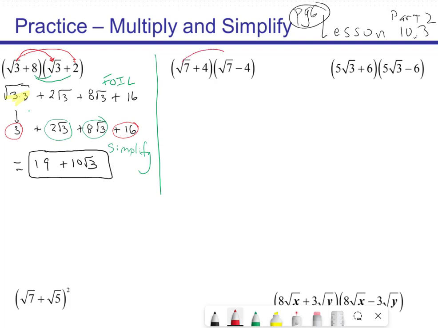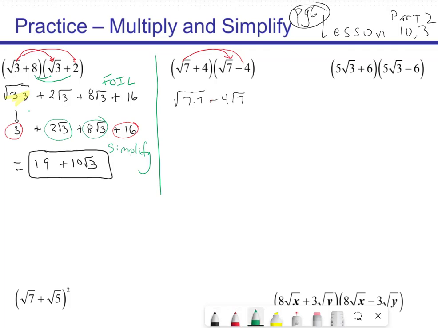Take the first term times the first term. And that's the square root of 49. And if you're good with that, write down the square root of 49. But when they get bigger, sometimes it's nice just to say 7 times 7. Square root of 7 times square root of 7 is 7 times 7. Now we'll multiply the next one. We have a square root of 7 times negative 4. Oh, that's negative 4 root 7.